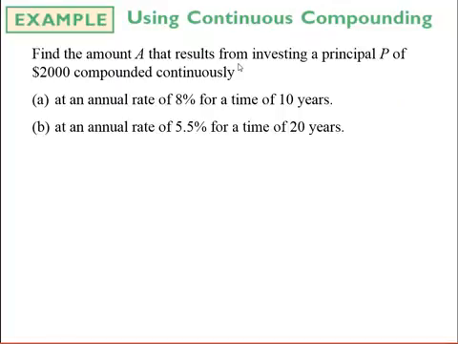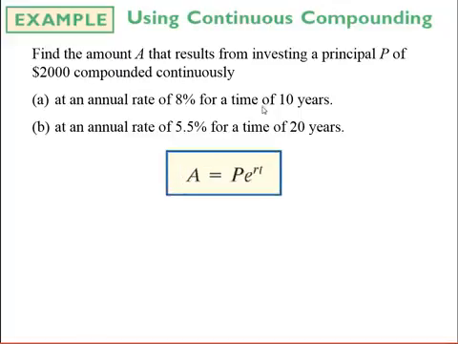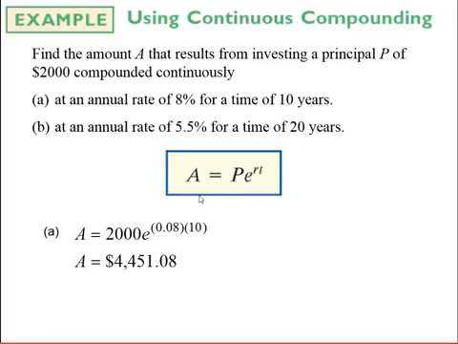So let's take a look at an example where we would apply the continuous compounding idea. So in this example, it says find the amount that results from investing a principal of $2,000 if we compound continuously. So suppose letter A, we compound at a rate of 8% for 10 years. So again, my principal is going to be $2,000. My rate is 8%, so I'll write that as 0.08, and my time is 10 years. So I plug that information in, and then that would give me $4,451.08.